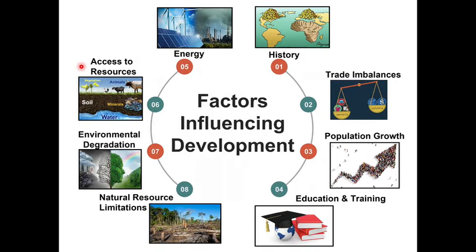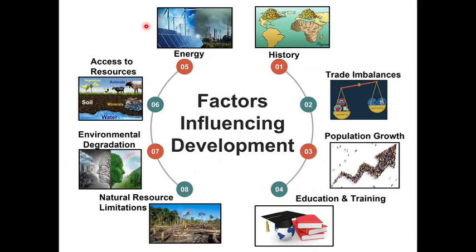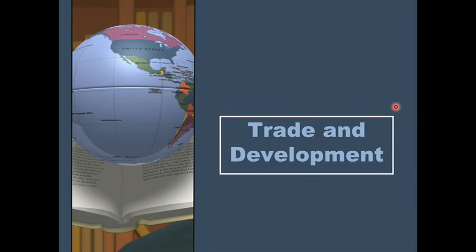Then, of course, energy is also a factor that influences development. And, of course, in the developed nations, you've got energy, it's just there and it can be used. Okay, so that was our factors influencing development. I've mentioned here something about trade imbalances. I've mentioned that now. Now we're going to have a look at the role of trade in development. What role does it play? And how is it done? Let's have a look at this. And this is very important.